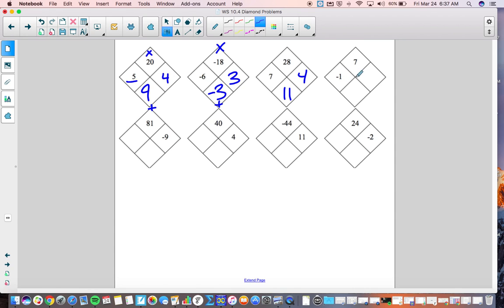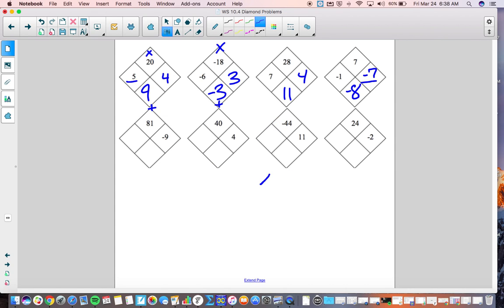Here, negative 1 times what is positive 7? It'd have to be a negative 7. Negative times a negative is a positive. And now when we add those two negatives together, we get negative 8. Just like that.